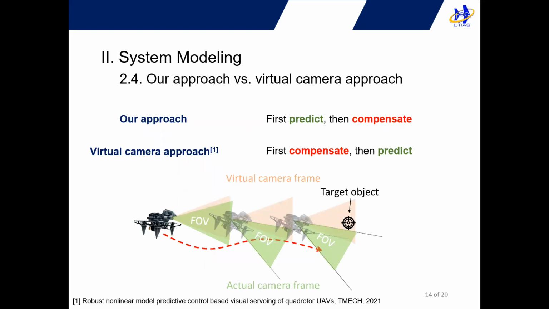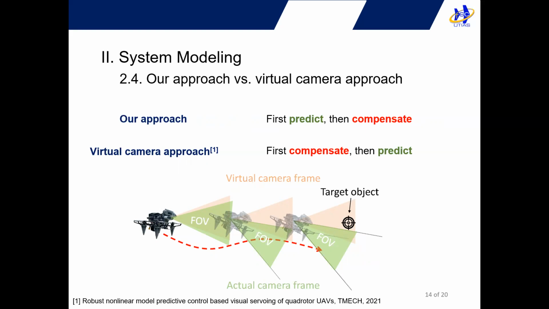Lastly, we would like to emphasize the key difference between our approach and the virtual camera method. Put simply, our method first predicts the motion of the visual feature and then conducts rotation compensation. The virtual camera approach follows a reverse order. It first compensates the rotation by transforming the visual feature into a virtual camera frame, and then predicts the future motion using the image kinematic model defined on the virtual camera frame.